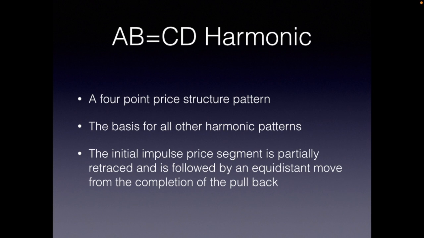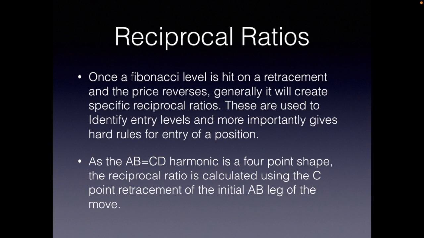Okay, so again, a 4-point structure pattern, the basis for all of our harmonics, which we'll get into later. And again, that initial impulse, then price partially declines, retraces to a fib level, and then is followed by an equidistant move. Now these reciprocal ratios, and I apologize guys, this is where it gets really wordy, and I'm not going to lie, a little bit complicated. However, it's pretty simple once you understand what's going on. It's actually not that difficult at all.